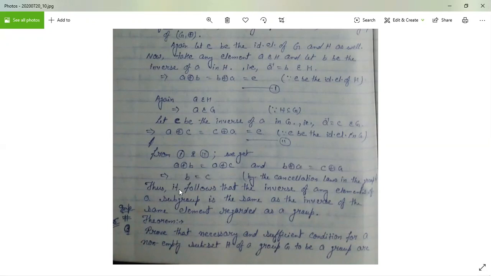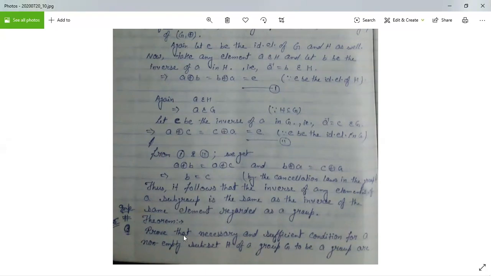Thus, it follows that the inverse of any element of a subgroup is the same as that of the group. That means the inverse of an element of a subgroup is the same as the inverse of the same element regarded as an element of the group. Hence the theorem.